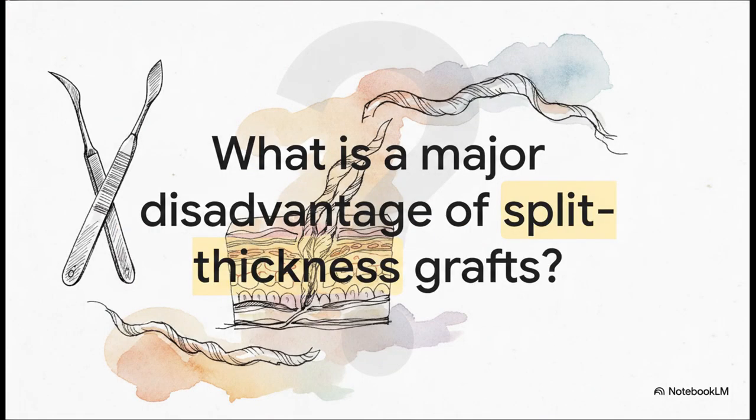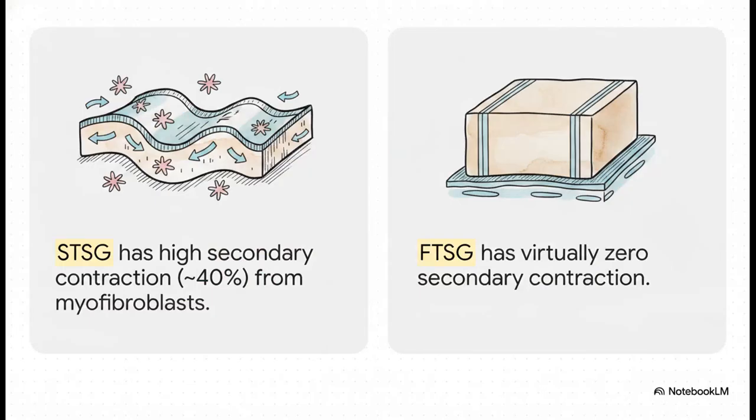Moving right along, let's think about surgical tools and trade-offs. What would you say is a major disadvantage of using a split-thickness skin graft, or STSG? The correct answer here is high secondary contraction. You see, split-thickness grafts have a real issue with this. They can contract up to 40% as the wound heals, and that's all driven by myofibroblast activity. Full-thickness grafts, on the other hand, show high primary contraction right off the bat, but they have virtually zero secondary contraction once they're actually placed on the wound bed.